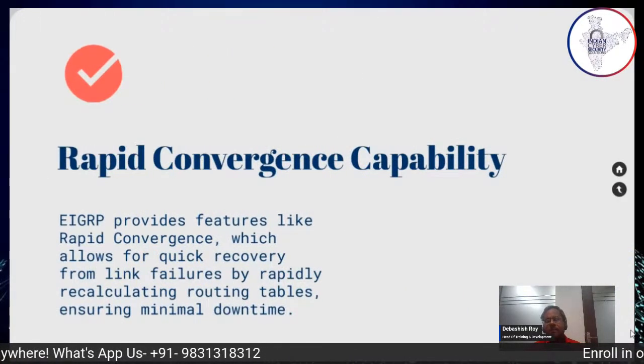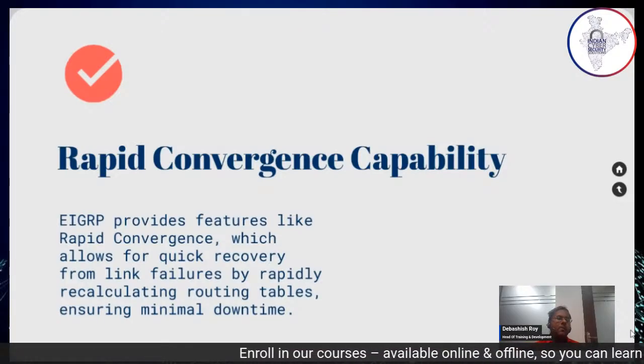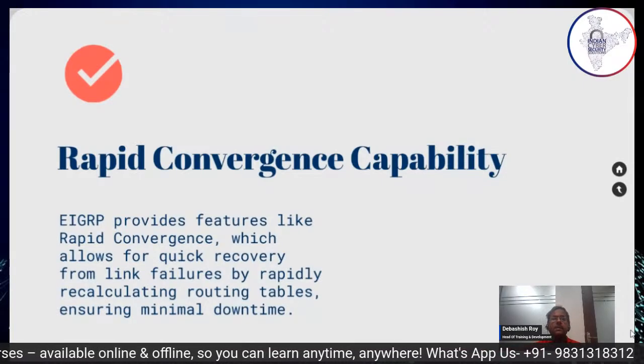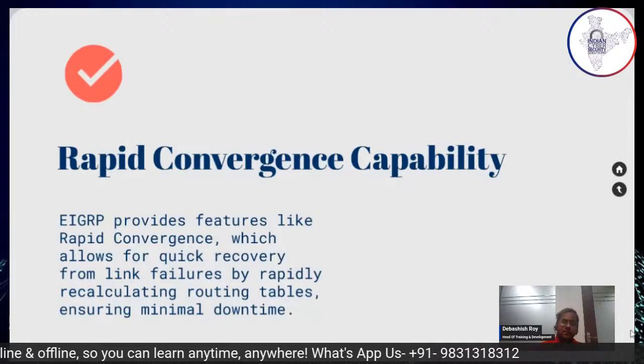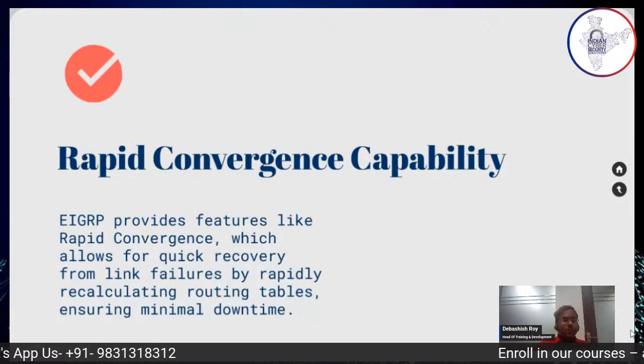Then rapid convergence capability. EIGRP provides features like rapid convergence, which allows for quick recovery from link failures by rapidly recalculating the routing tables. It has a topology table, a neighbor table, and a routing table. So from, let's say, the topology table, it recalculates the routes and ensures minimal downtime.